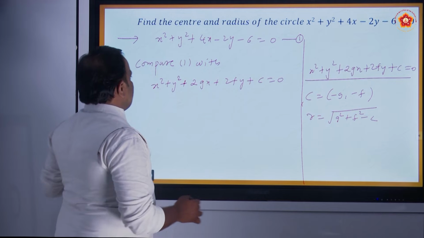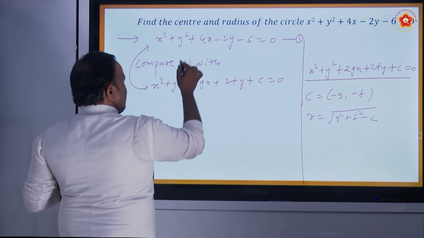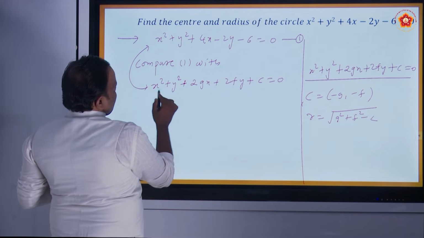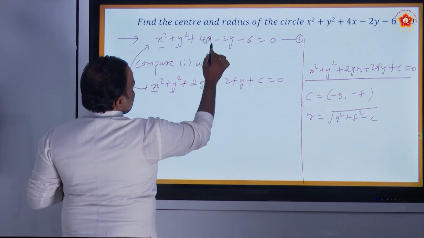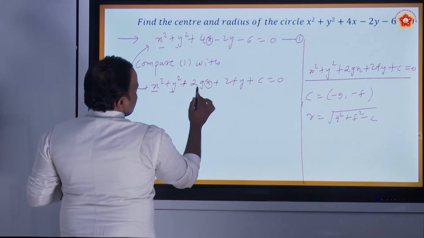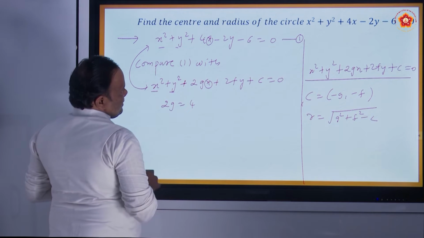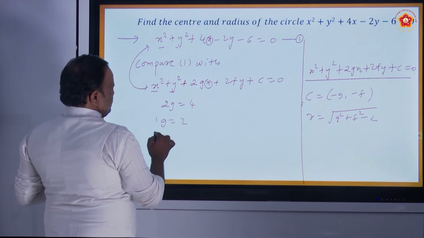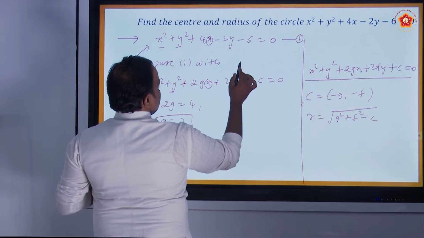So observe here. You have to compare this to find the values of g, f, and c. Clearly, what is the coefficient of x here? 2g. So 2g equal to 4, correct? Comparing these two equations, clearly g equal to 2.